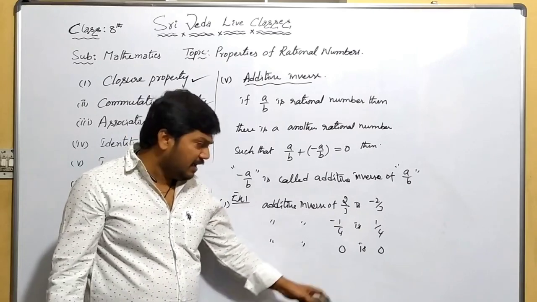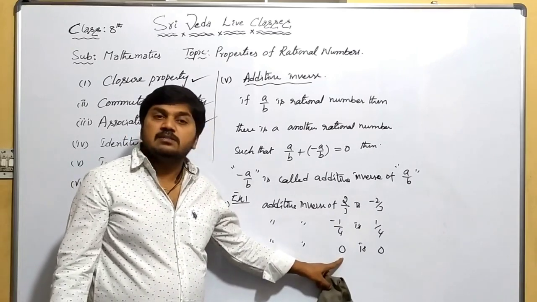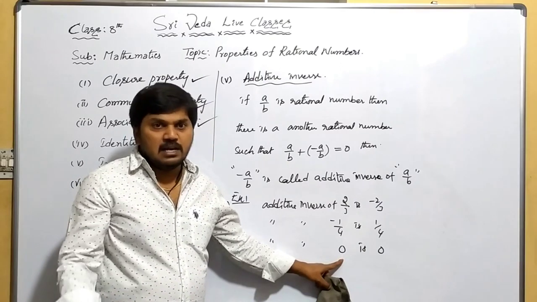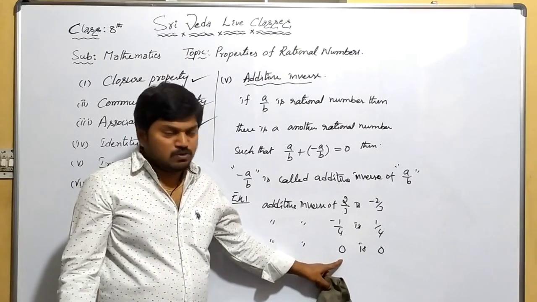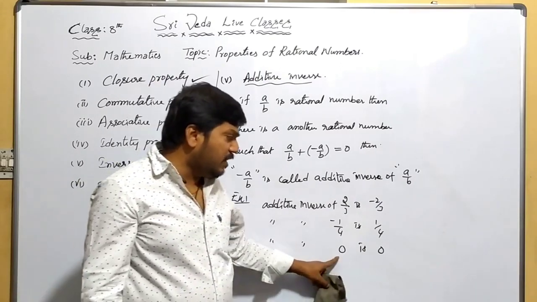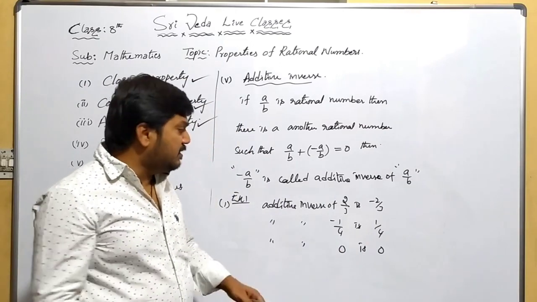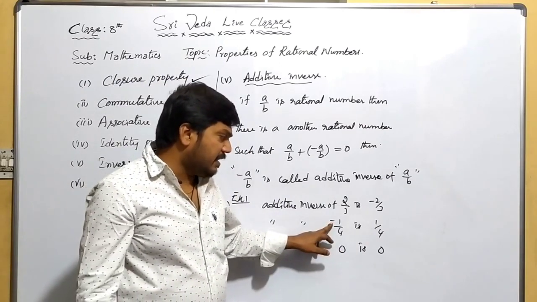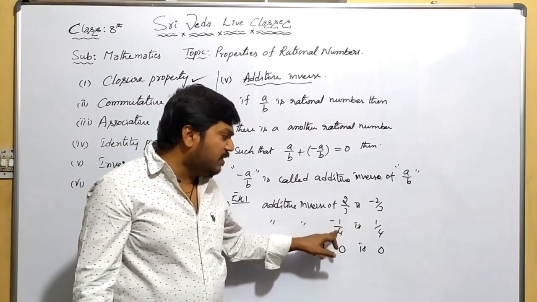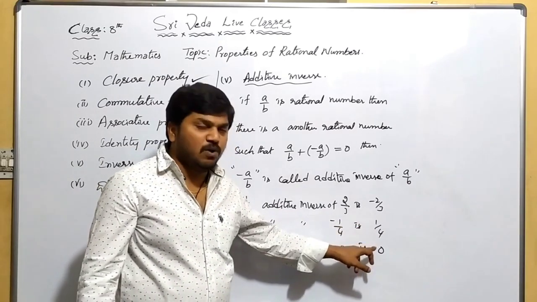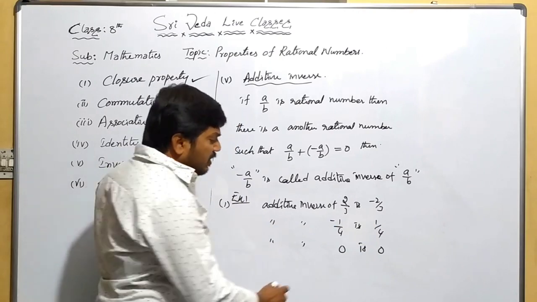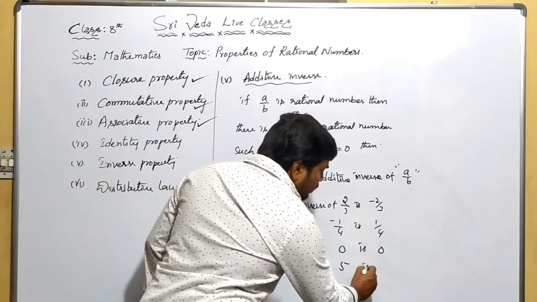Okay, we cannot say that it is a positive number, and it is not a negative number. It is neither positive nor negative. So we can write it: 0 is again 0 only, right? Additive inverse means, where a negative number is there, the additive inverse is its positive. The additive inverse of minus 1 by 4 is 1 by 4, right? The additive inverse of 5 is what? Minus 5.